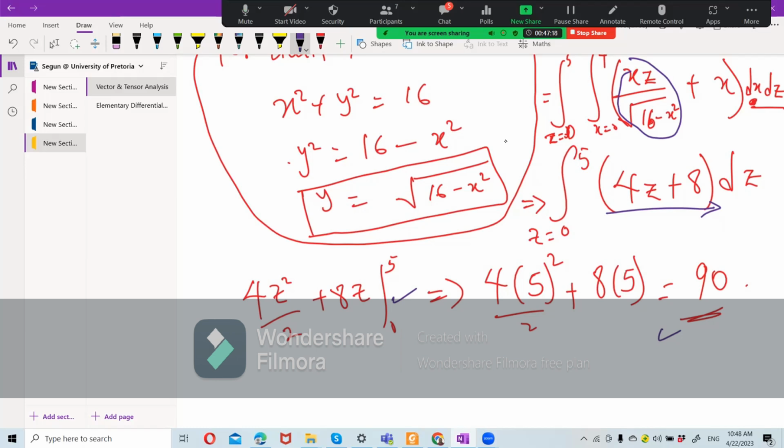Let's look at another example, but 4 times 5 is 20, 20 times 2 is 40. What do you have? Is it not 90? Yes, sir, it's 90. I don't expect you to have any problem with that, because naturally you know that one. So any question on that? No, sir.